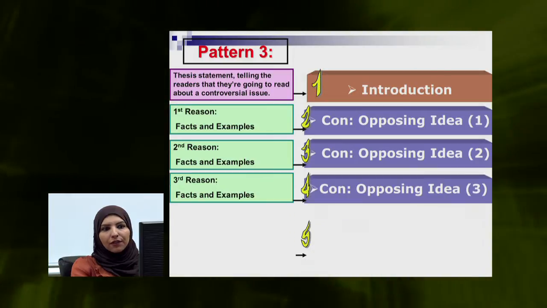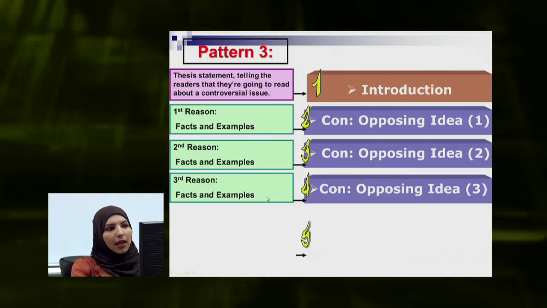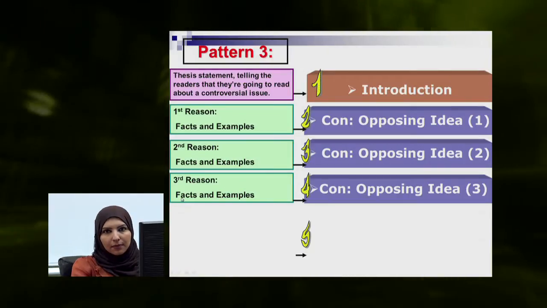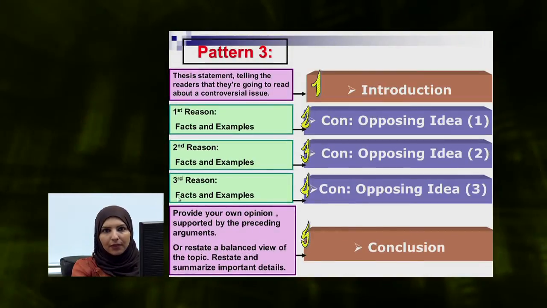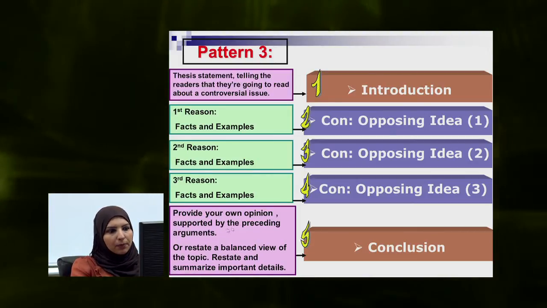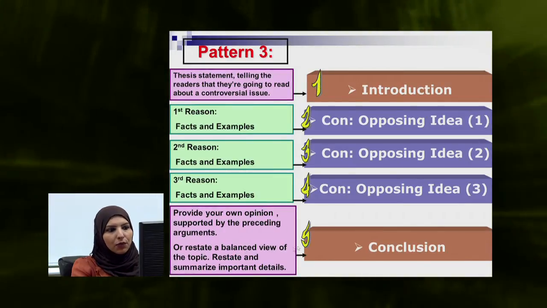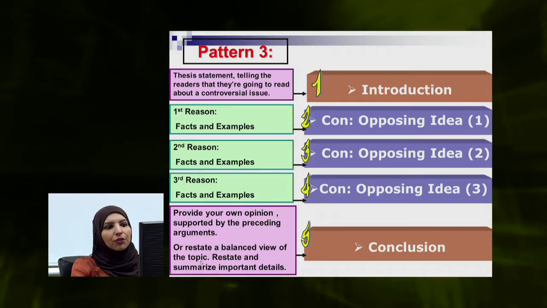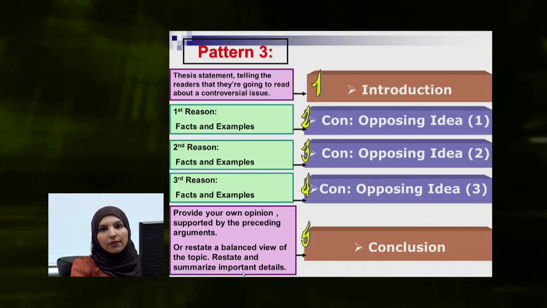For the fourth paragraph, you are going to write about a third opposing idea, and you are going to include your third reason, supported by facts and examples. And finally comes your conclusion. In the conclusion, you are going to provide your own opinion, supported by the preceding arguments, or you're going to restate a balanced view of the topic. And of course, you're going to restate and summarize important details mentioned in the essay.